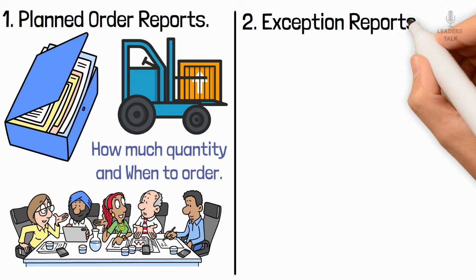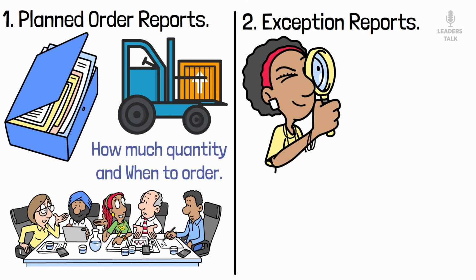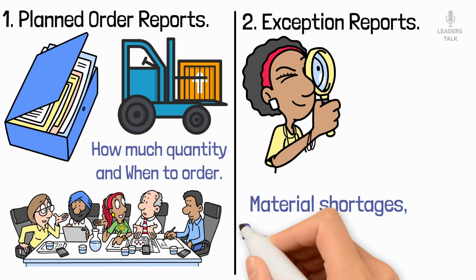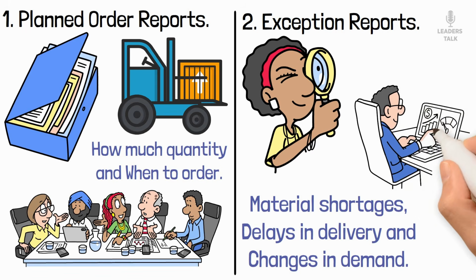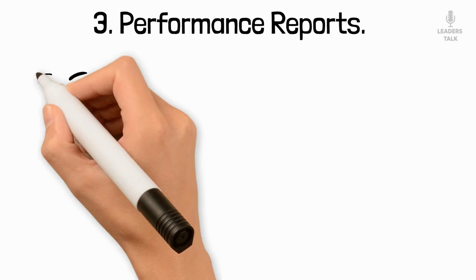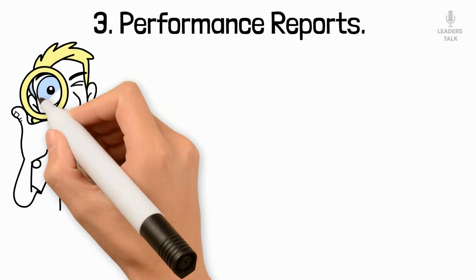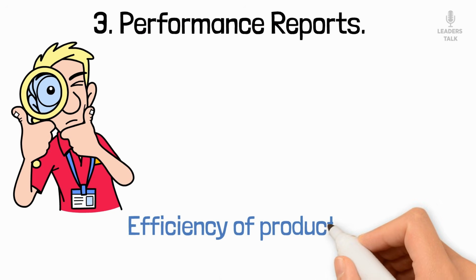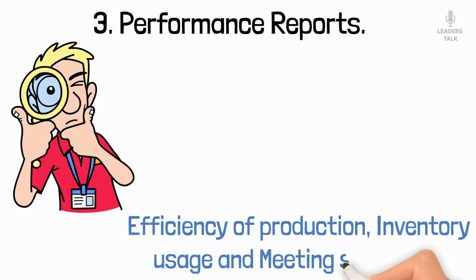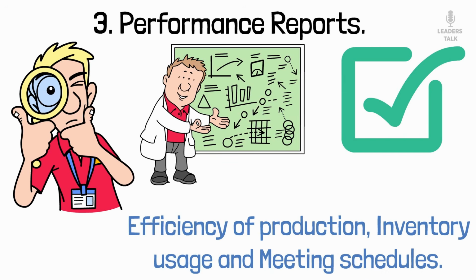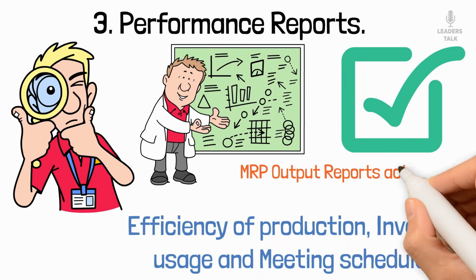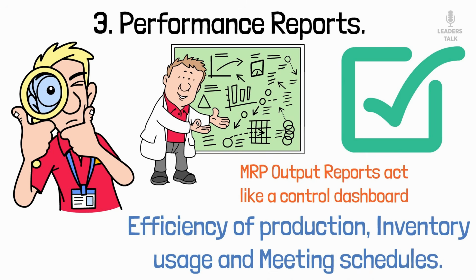2. Exception reports. These highlight problems such as material shortages, delays in delivery, and changes in demand. These reports act like alerts, helping managers take quick corrective action. 3. Performance reports. These measure how well the system is working: efficiency of production, inventory usage, and meeting schedules. Helps in improving future planning and decision-making. In simple words, MRP output reports act like a control dashboard.